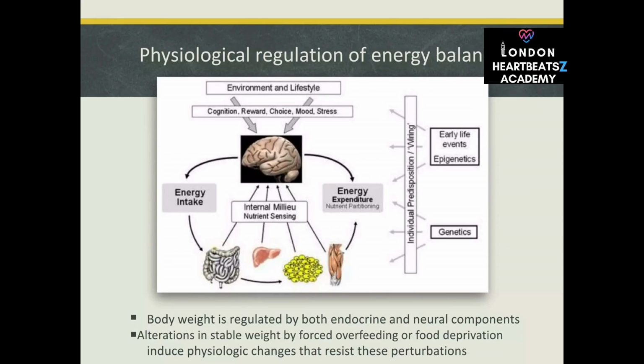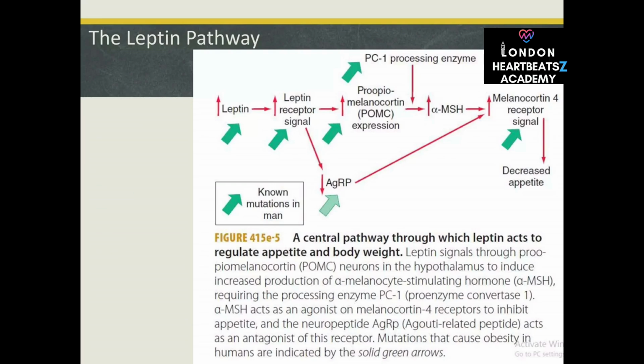All right, well, let's dive into how our bodies regulate our weight. This presentation dives into the interplay of endocrine and neural components. It's fascinating, isn't it? Our bodies are constantly trying to maintain a stable weight, even when we try to force changes, whether it's overeating or dieting. Right. There's this constant push and pull between our bodies and our environment. So what are the key players in this weight regulation system?